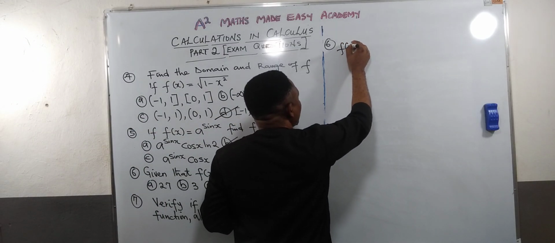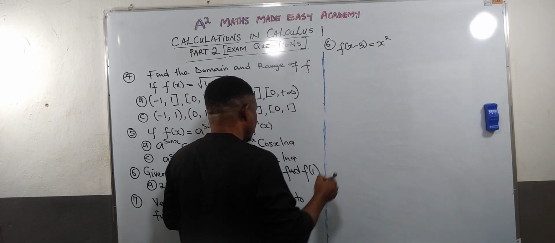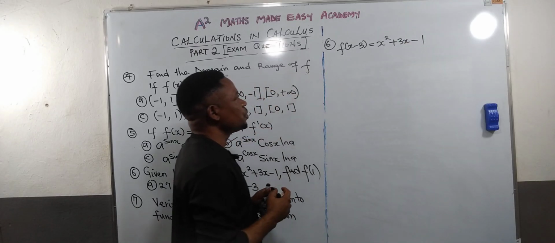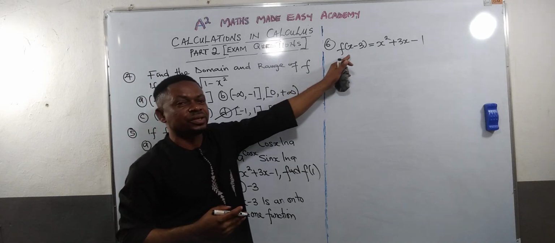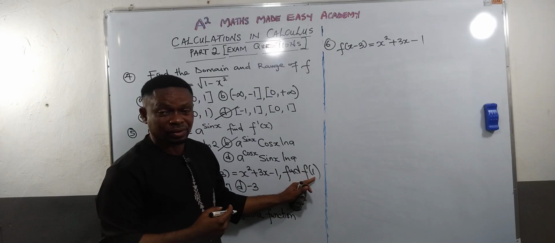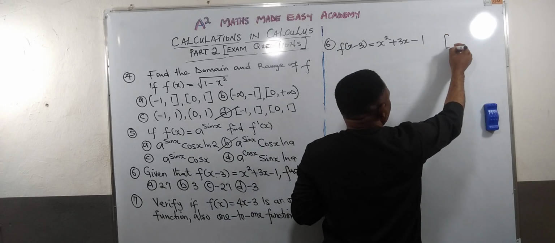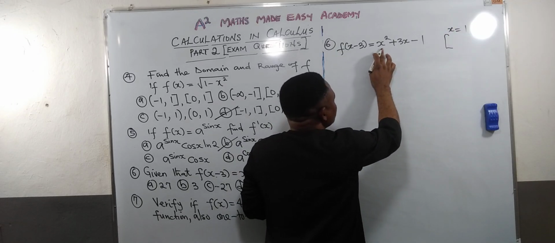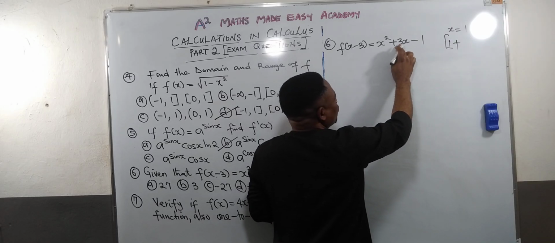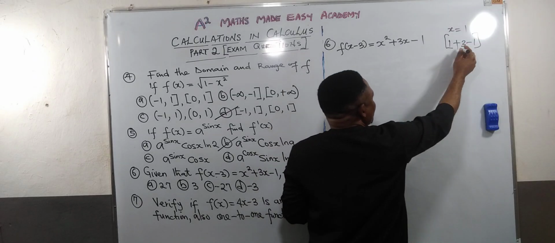We are given f of x minus 3 as equal to x raised to power 2, plus 3x, minus 1. Do you know that some people looking at this question will not go directly and substitute? Now, if you do that, let's observe it. When x is 1, 1 squared will give you 1, then plus 3 times 1 will give you 3, minus 1. At the end, 1 plus 3 will give you 4, and 4 minus 1 will give you 3.